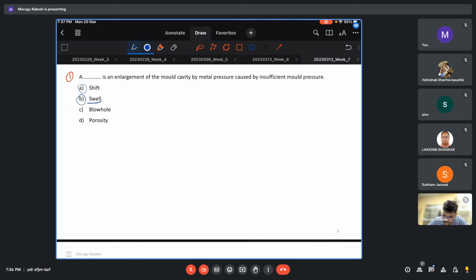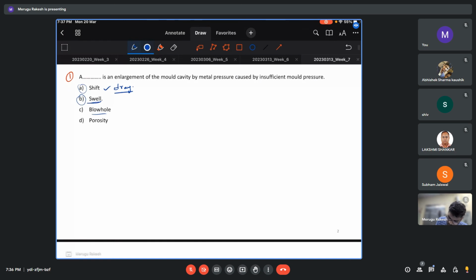So a swell is an enlargement of mold cavity by metal pressure caused by insufficient mold pressure. So let us come to the first option, shift. This is also called drag shift. That is the improper alignment of cope and drag. Then we have swell. Let us discuss later.